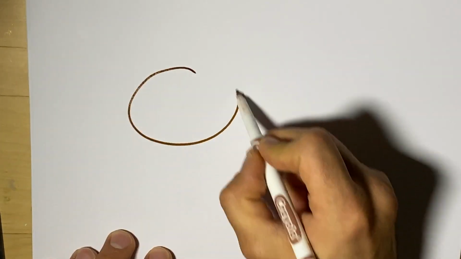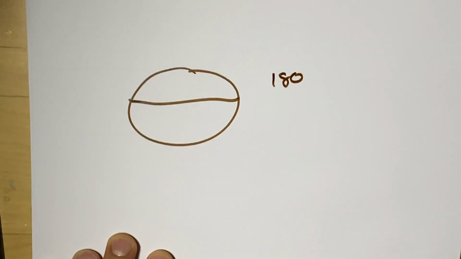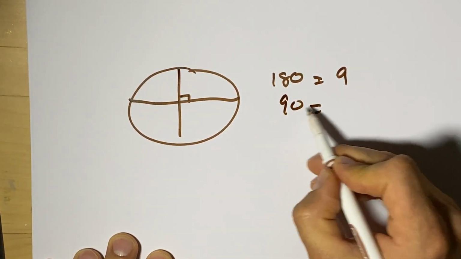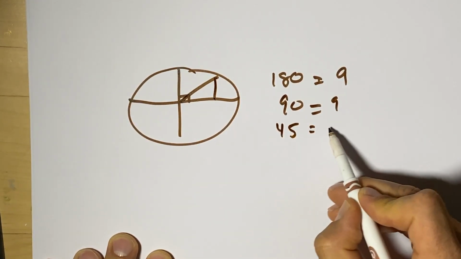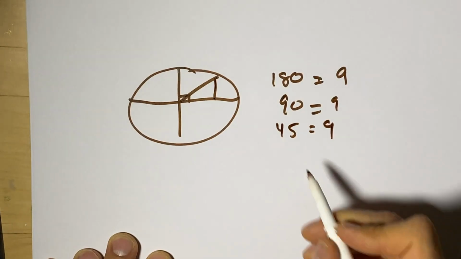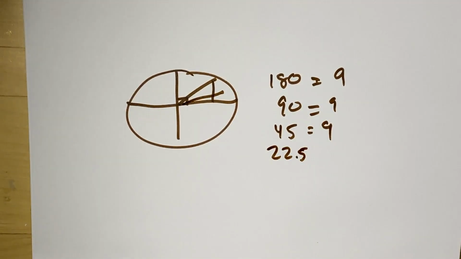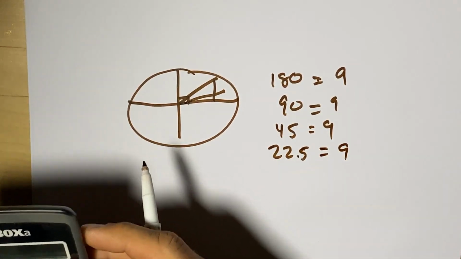We can go the other direction as well. So if we take the circle and divide it in half, we have 180. So 1 plus 8 is 9. We can cut it again and get 90. 9 plus 0 is 9. Cut it again, we have 45 degrees. 5 plus 4 is 9. We can cut that in half and get 22.5. So 22.5 is 2 plus 2 plus 5, which is 9.